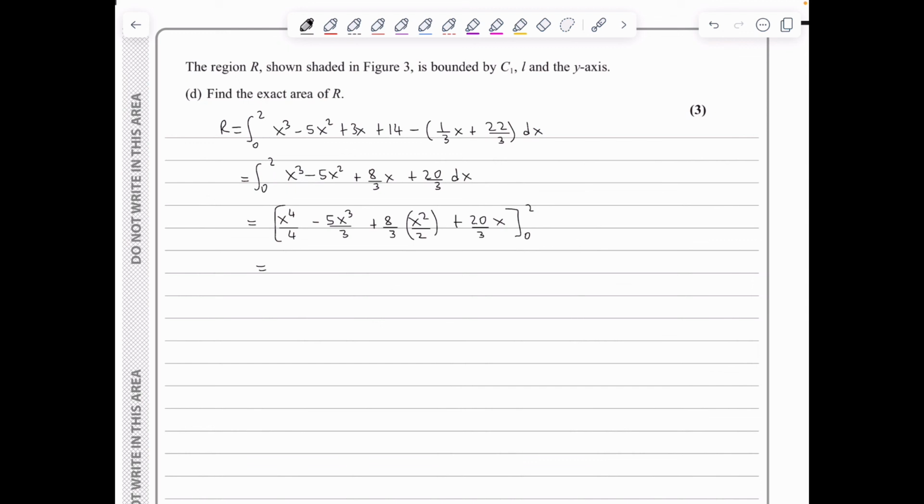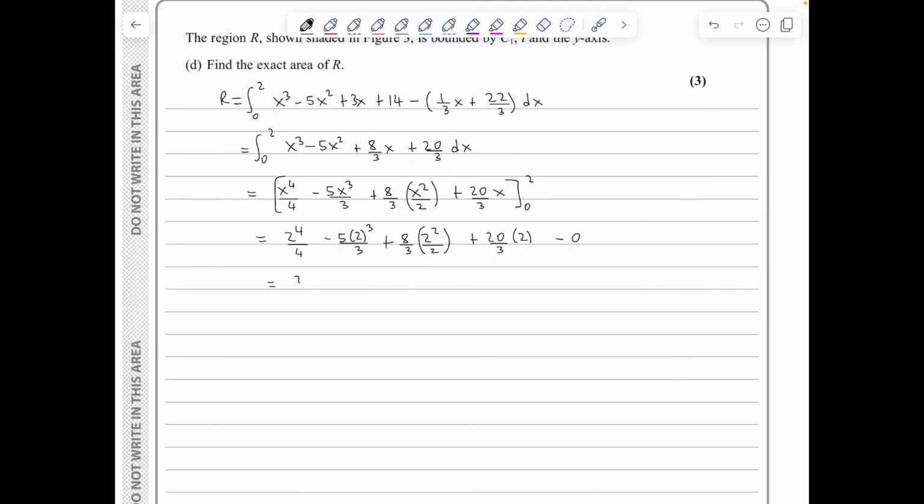If I substitute the upper limit, I get 2 to the 4 over 4 minus 5 times 2 cubed over 3 plus 8 over 3 times 2 squared over 2 plus 20 over 3 times 2, and the lower limit of 0 contributes 0 to the overall integral. So if I plug this into the calculator, I get an answer of 28 over 3 square units.